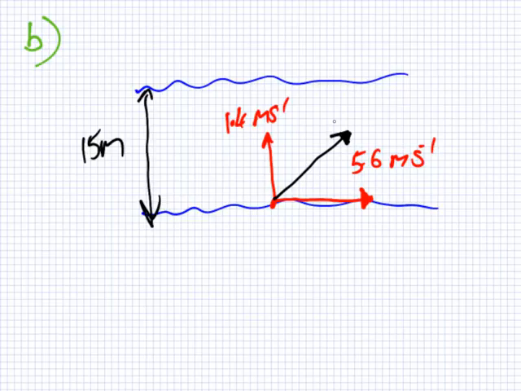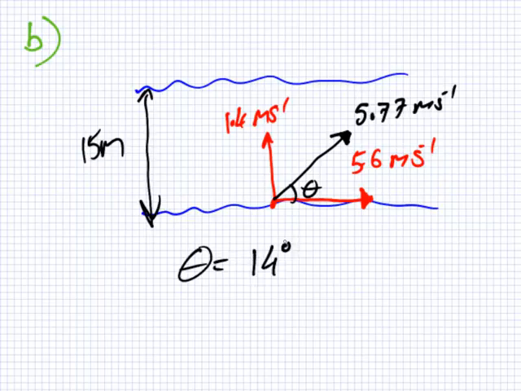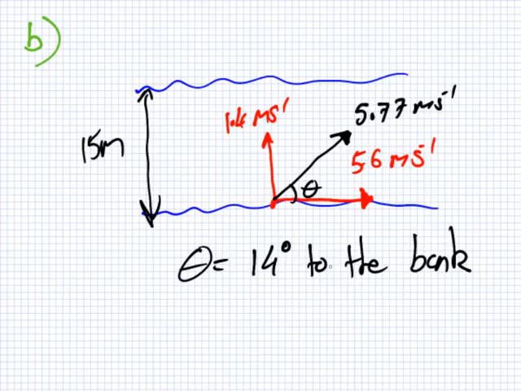How can we get the magnitude? Pythagoras. Correct. From Pythagoras, this here is 5.77. And how can we get the angle? By using tan inverse, tan inverse of 1.4 over 5.6. That's 14 degrees to the bank, downstream. Is that it for B?